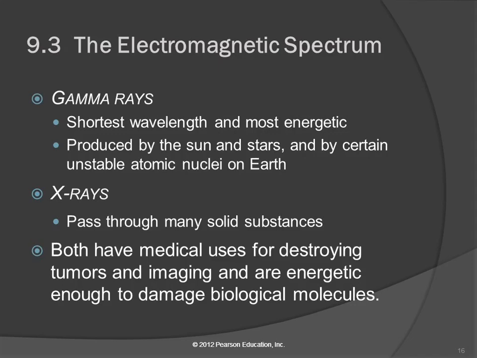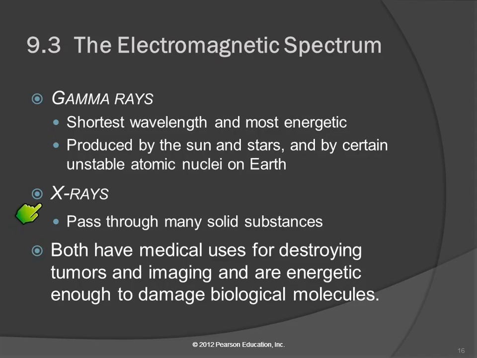energetic. Gamma rays have the shortest wavelength of the electromagnetic spectrum. They are the most energetic. Gamma rays are produced by the sun and the stars. There's a lot of nuclear reactions going on in there, and they're also produced by certain unstable atomic nuclei on Earth. Okay, because when we think of electromagnetic radiation, right? Radiation, bad, right? Protect yourself, right? Well, radiation can be good too. It just means something that radiates. But gamma rays are the very dangerous kind of radiation given off by nuclear reactions.